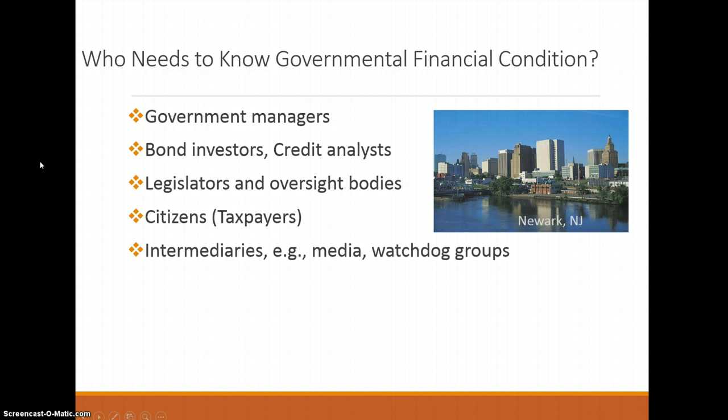All right, so who is it that needs to know a government's financial condition? One are government managers, and they need to know, of course, because they need to know if the current level of services can be sustained. Next, bond investors and credit analysts, they need to know, can the government pay principal and interest on their debt? Legislatures and others who have oversight responsibility for governments are other stakeholders that need to know. And then there's citizens and taxpayers, of course. They need to know, they should know, but a lot of times their interests are just represented by watchdog groups. There are specific watchdog groups for governments, of course, and of course there's the media also that could be considered an intermediary for the citizens, looking out on behalf of the citizens.